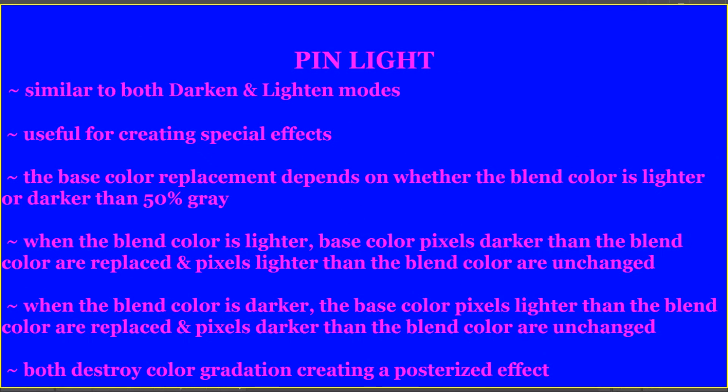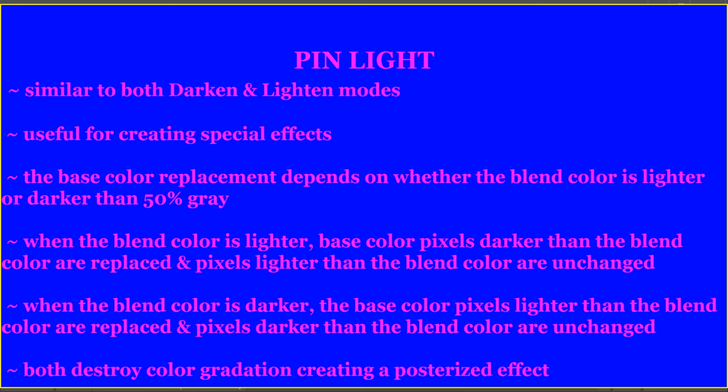Next up is pin light. Pin light is similar to both the darken and lighten modes. The pin light is very useful for creating special effects in an image, because in this mode the base color is replaced depending on whether the blend color is lighter or darker than 50% gray. When the blend color is lighter than 50% gray, remember that's on this side of our spectrum, the pixels of the base color darker than the blend color are replaced, and the pixels lighter than the blend color remain unchanged. So you're keeping your lighter pixels and replacing your darker ones.